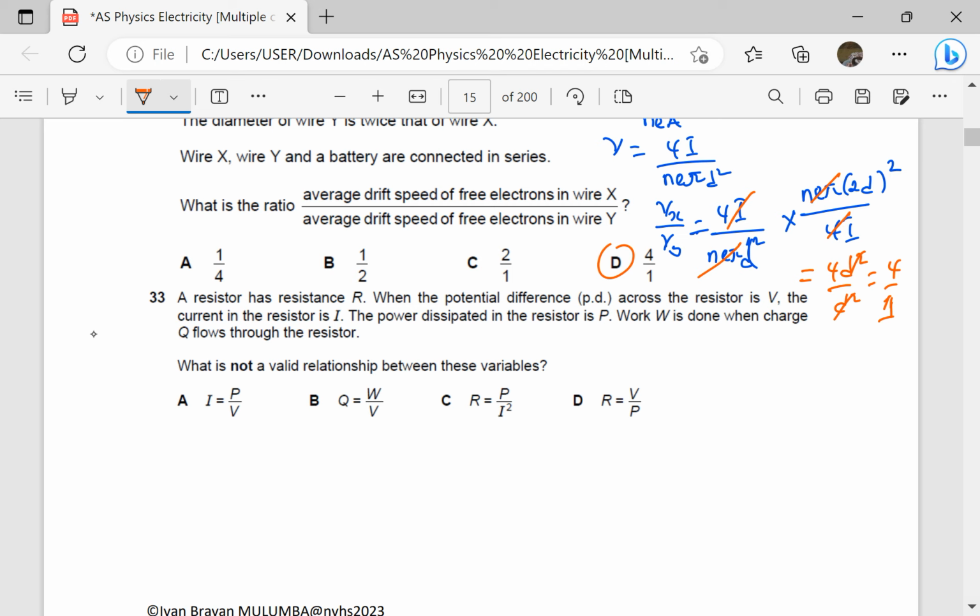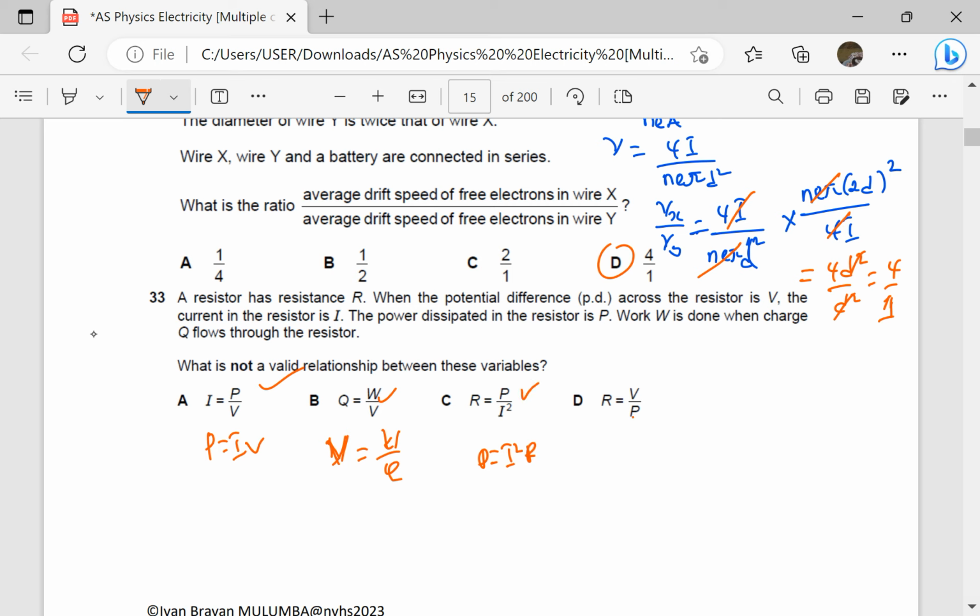I is equal to P over V. I think that one is fine. P is IV. Q is W over V, which means PD is equal to work done per unit charge. That is correct. P is equal to I squared R. I think that is correct.